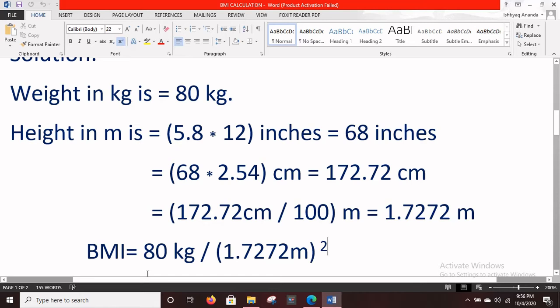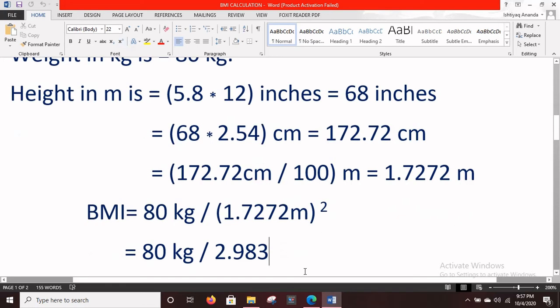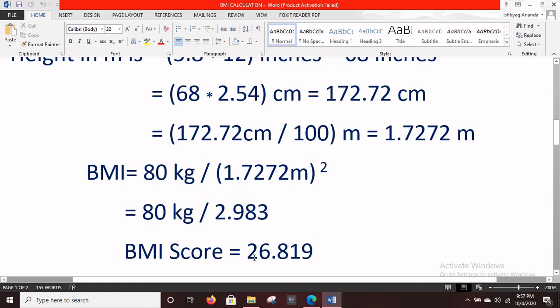So BMI is equal to 80 kg divided by 1.7272 meter whole square. If we calculate it, we get the score 26.819. Okay.